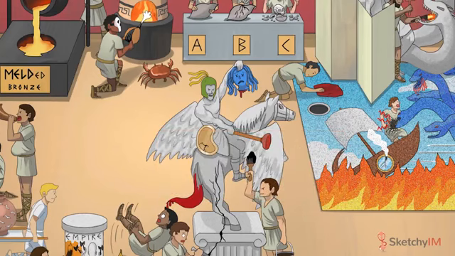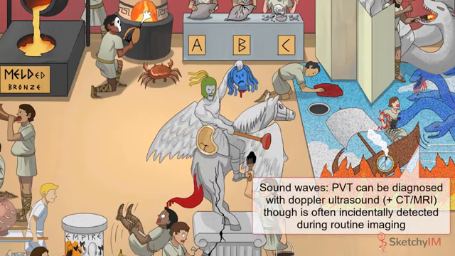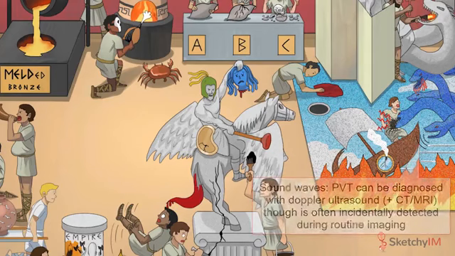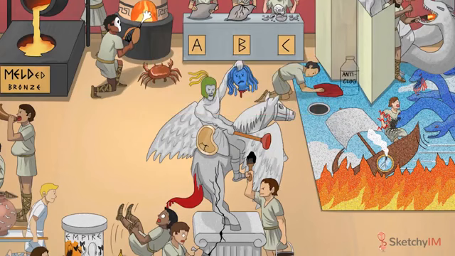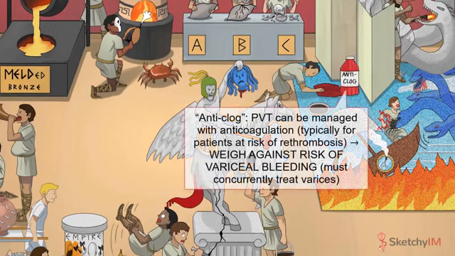Portal vein thrombosis can be diagnosed with a Doppler ultrasound, though it's often diagnosed incidentally on ultrasound or CT imaging being performed for a different reason, such as diagnosis or monitoring of hepatocellular carcinoma. Patients with chronic portal vein thrombosis should be screened for esophageal varices. Varices, if found, are usually treated in the standard manner. The management of portal vein thrombosis, PVT, is exactly what you'd expect: anticoagulation.